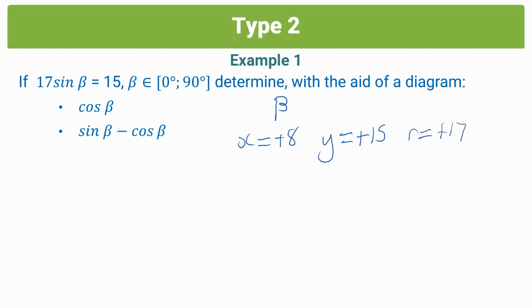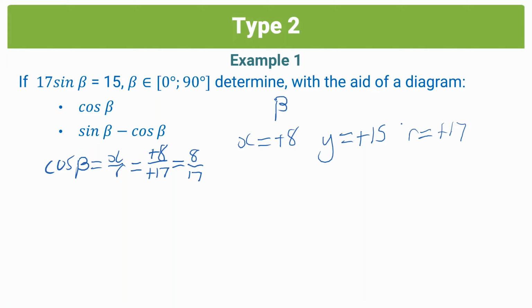To solve for cos beta, all we have to do is put in our definition for cos, which is x over r, and that gives us positive 8 over positive 17 if we substitute in. So our final answer is 8 over 17.